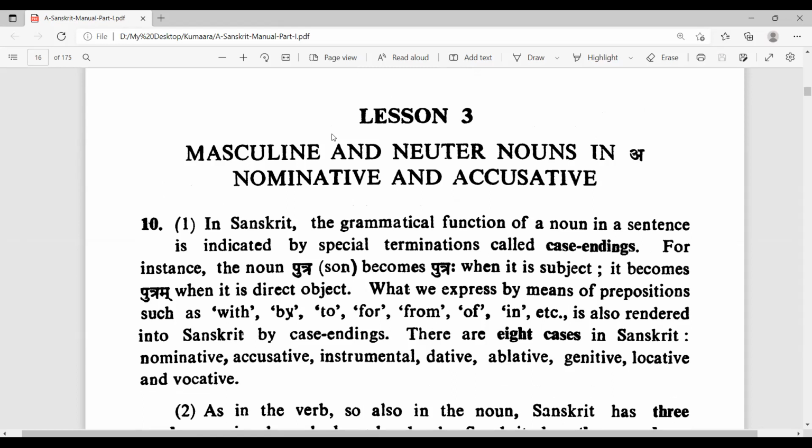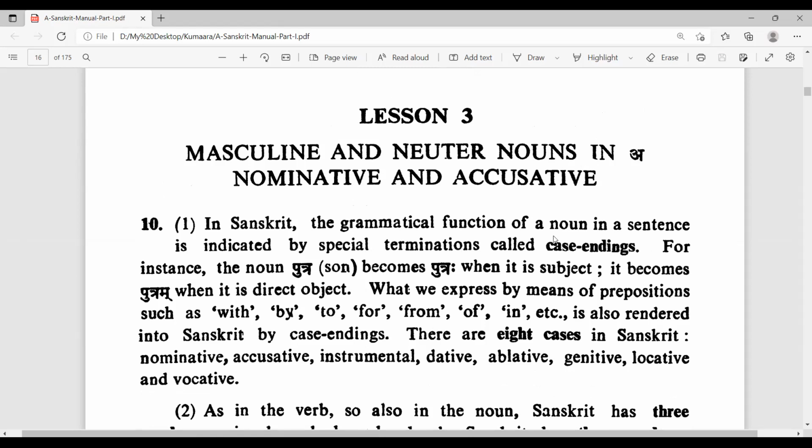Up to some lessons. After that, you have to do this homework. In Sanskrit, lesson number 3, masculine and neuter nouns in akaranta, nominative and accusative. We don't use all these names. We use prathama vibhakti, dvitiya vibhakti, kartakaraka, karmakaraka, all these names.